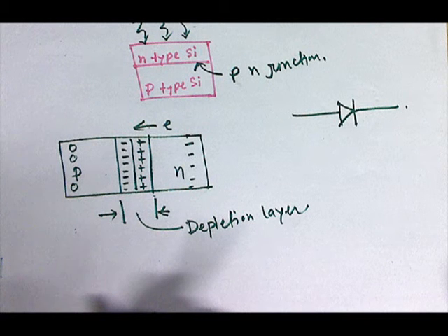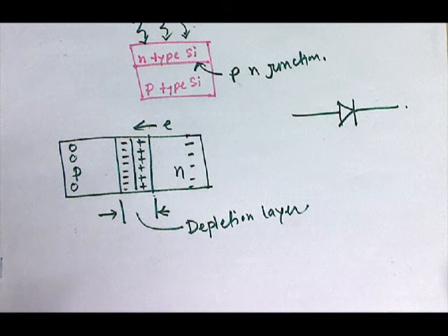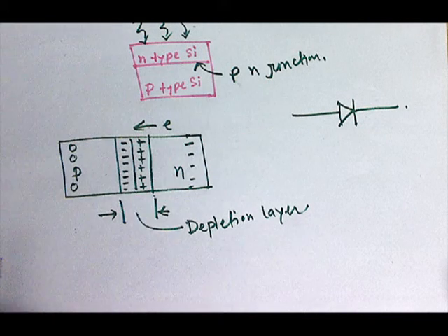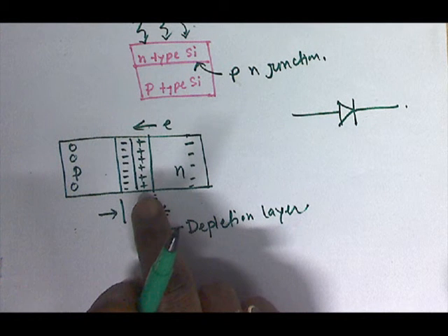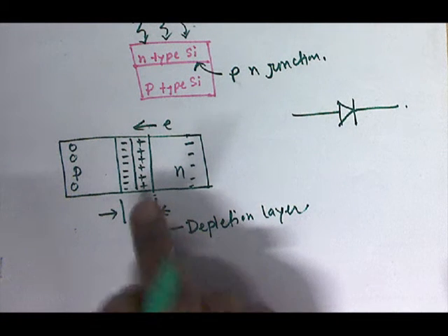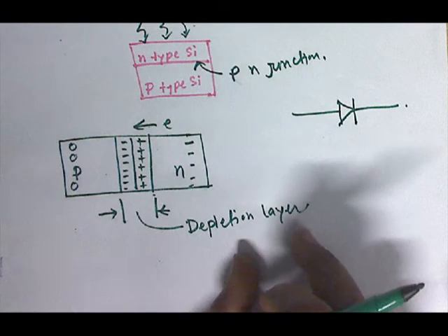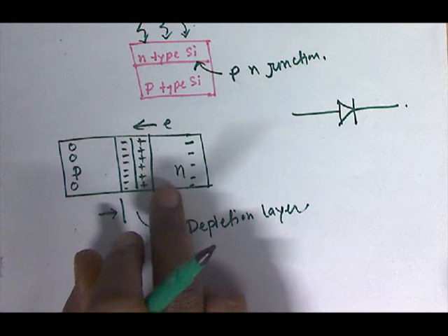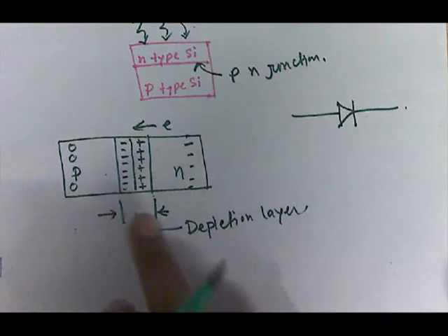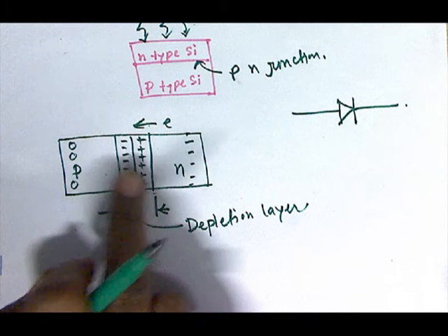It may be noted that the depletion layer is formed very quickly and it is very thin compared to the N region and P region. Once the P-N junction is formed and the depletion layer created, the diffusion of electrons stops. In other words, the depletion region acts as a barrier to the further movement of free electrons across the junction.